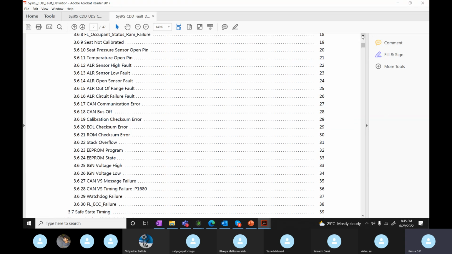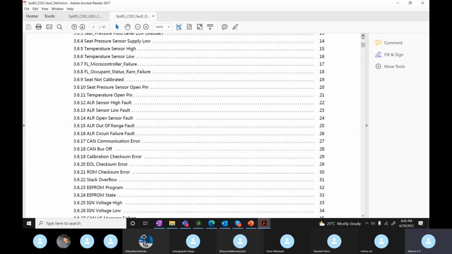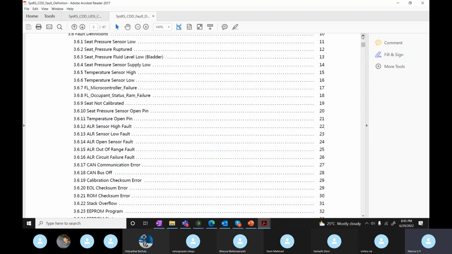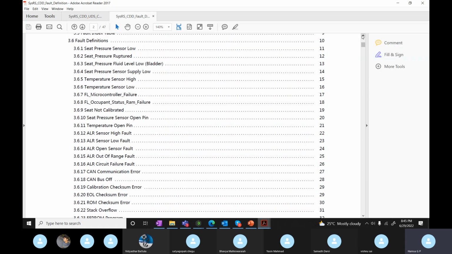In our project, we just used 4 sensors. Those 4 sensor faults are the only specific ones. Other than those 4 sensor faults, everything is generic in every product. Okay, so what are these faults basically? Why are we categorizing these faults?